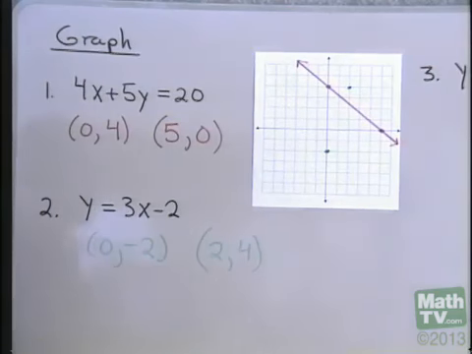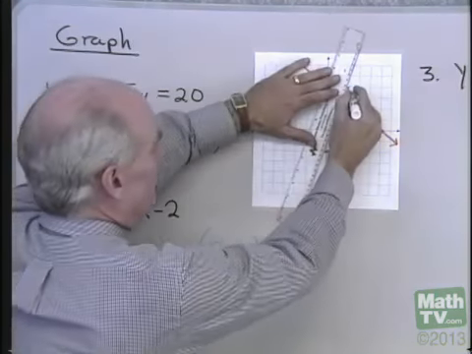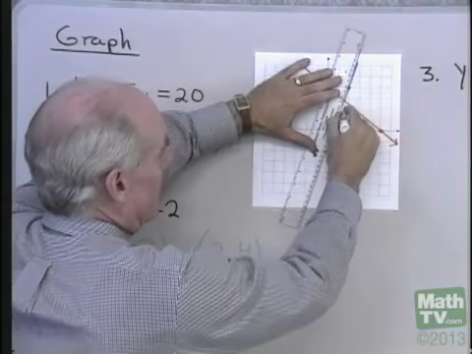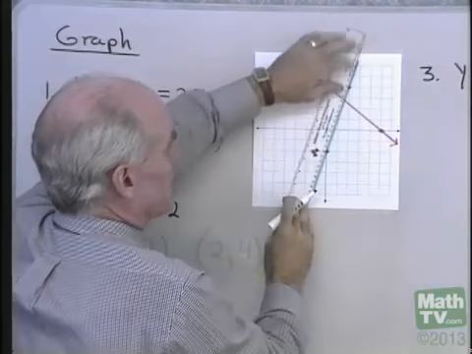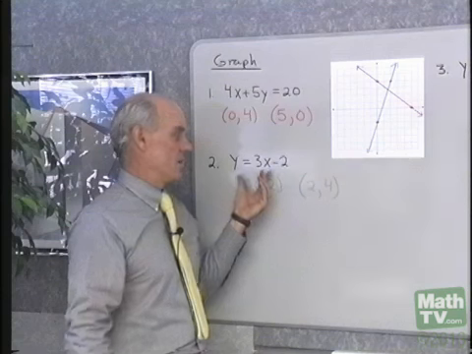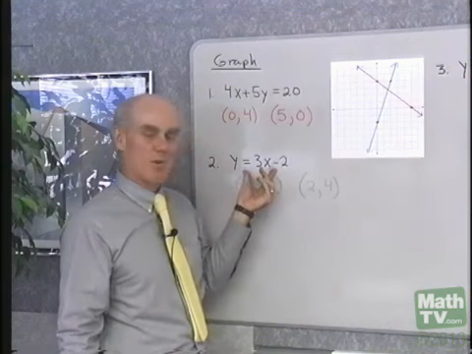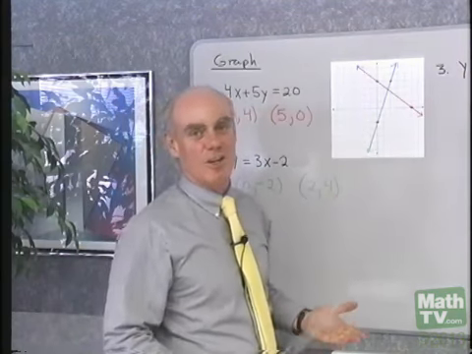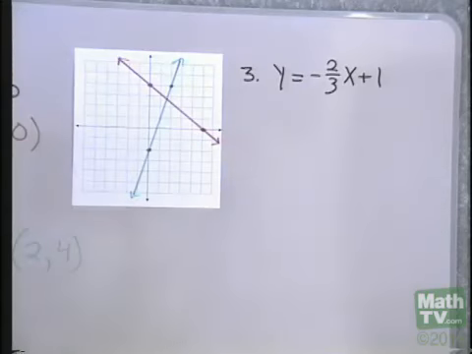Now, what I'm going to do is connect these 2 points with a straight line. And when I do that, I'm going to have the graph of y equal 3x minus 2. And again, every point on this line has coordinates that satisfy this equation, and every ordered pair that satisfies this equation has a graph that lies on this line. Let's look at one more straight line. Y is equal to negative 2/3 x plus 1. I want to graph this line.